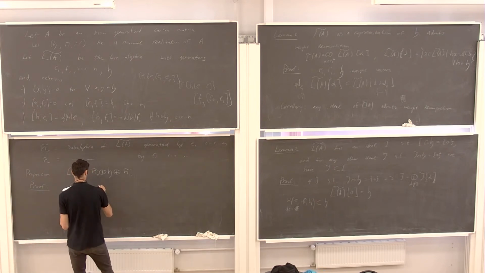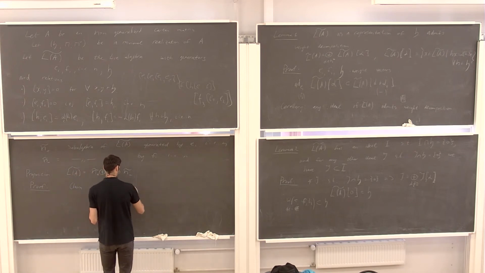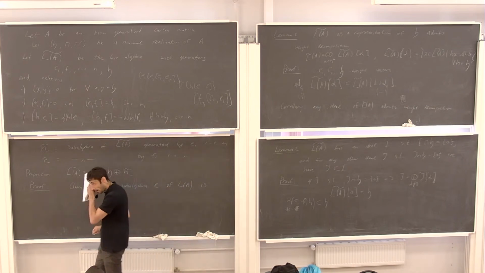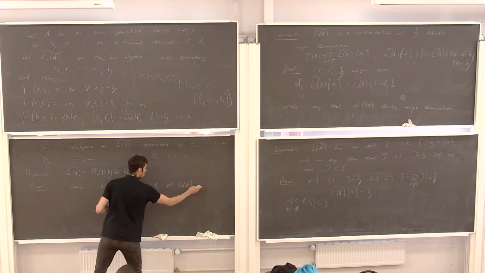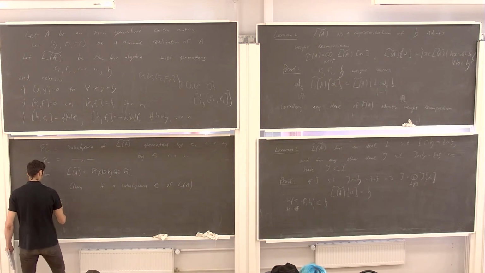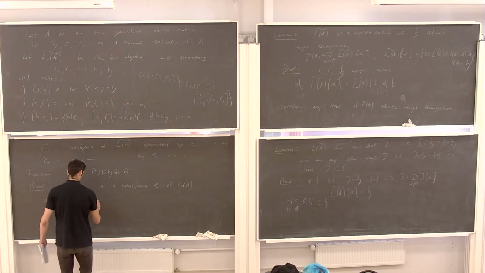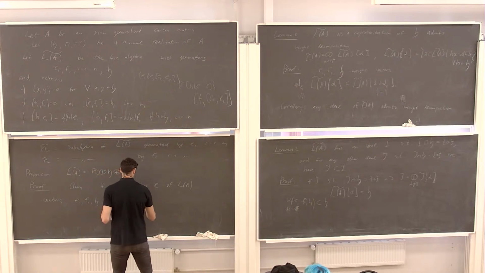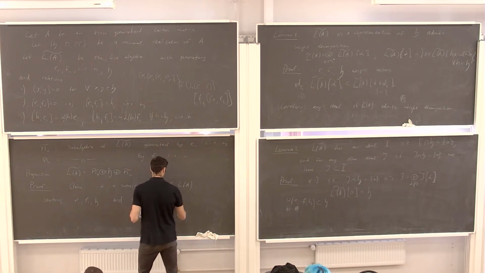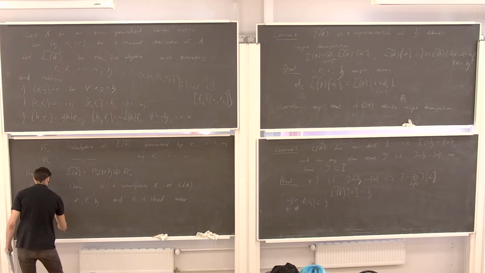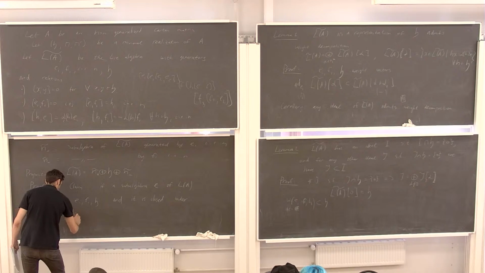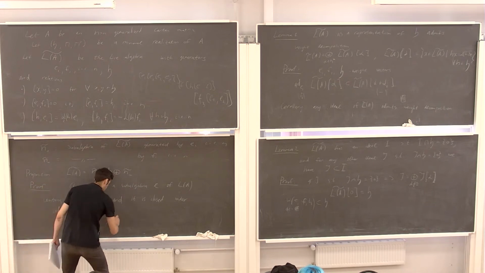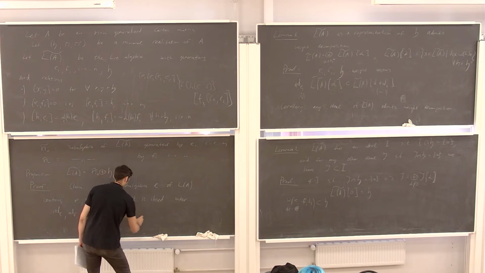Suppose that a subalgebra L of L of A contains all generators, E_i, F_i, H, and it is closed under taking adjoint action, so ad E_i, ad F_i, and ad H. Then L equals L of A.